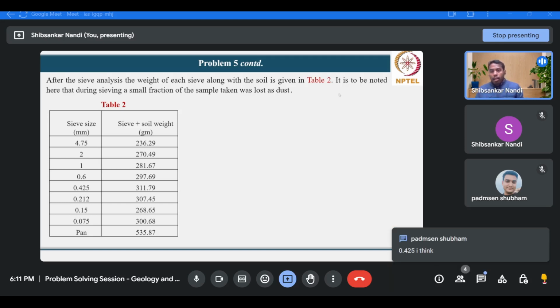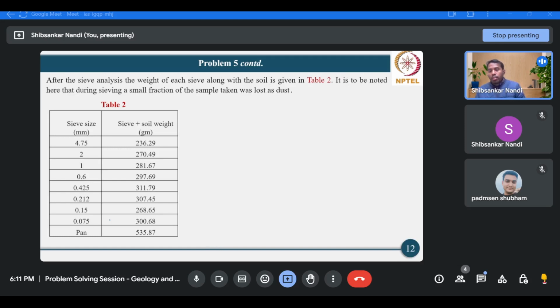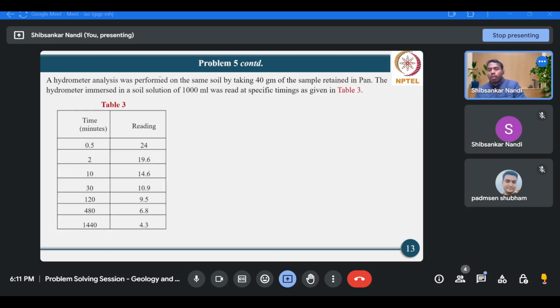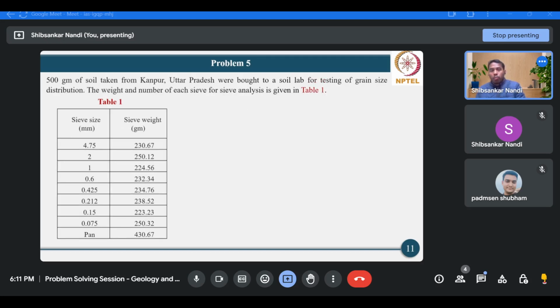Okay, so I think this hydrometer analysis is basically performed for the finer fraction of the soil sample, right? Finer fraction means the portion which passes through the 75 micron sieve, that means the 0.075 mm sieve. So the portion which is basically retained on the pan. Here it's mentioned that a hydrometer analysis was performed on the same soil by taking 40 gram of the sample retained in pan. Now, what portion is retained on the pan? The portion which passes through the 75 micron sieve.